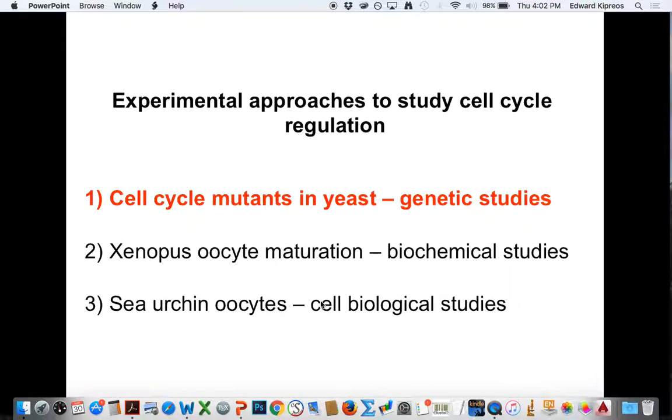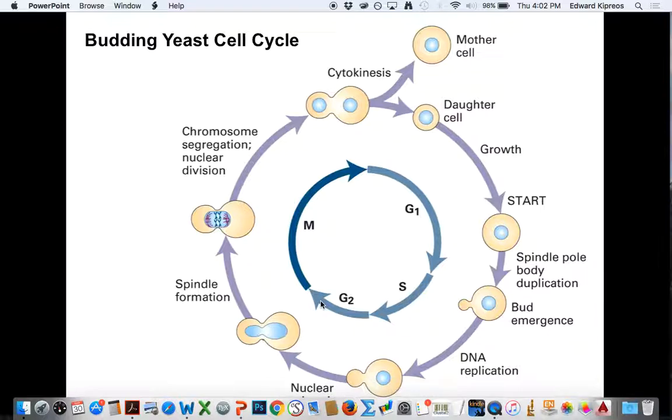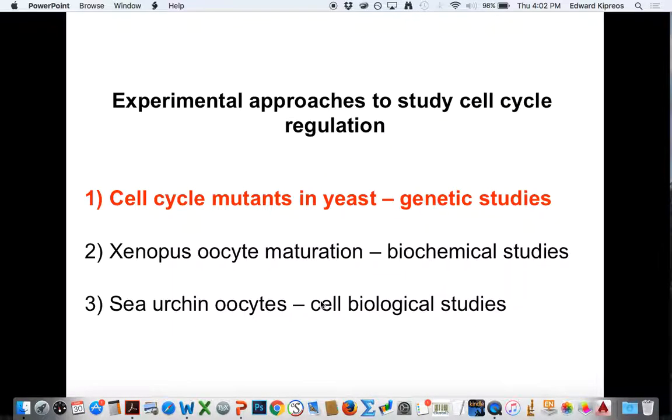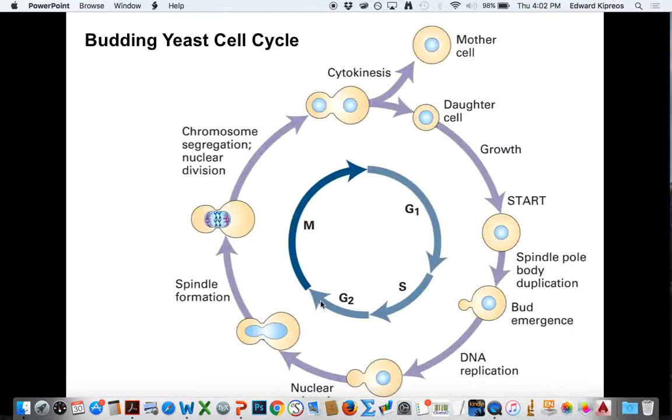Okay, so now we're going to start looking at how the cell cycle has been analyzed, and there are three major approaches that were used initially. The first one is genetic studies in yeast, cell cycle mutants. Then there's Xenopus oocyte maturation, which is a type of biochemical study. And then sea urchin oocytes, which is going to be a more cell biological study. We're going to start off with the cell cycle mutants in yeast.